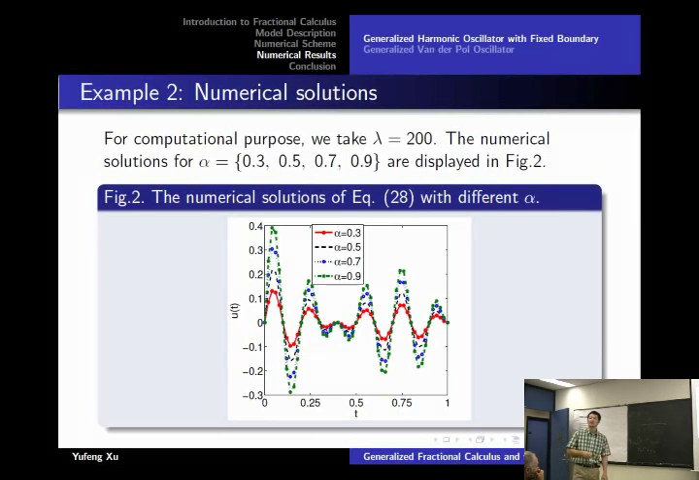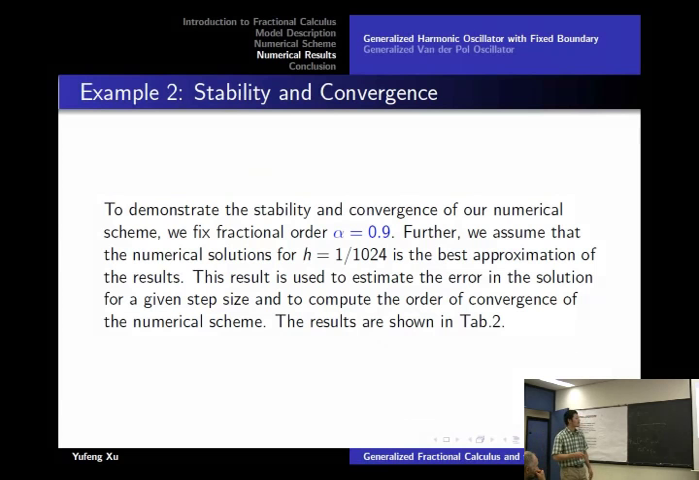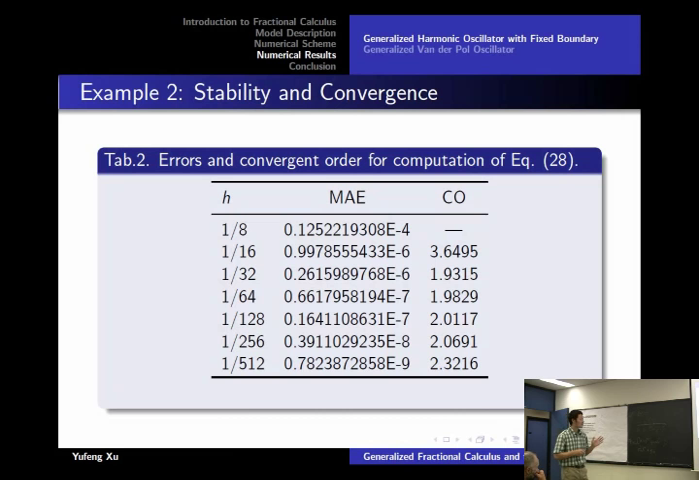Those kinds of things can never be seen in integer order systems, because an integer order system never has so many parameters with which we can analyze the new phenomena arising from the system itself. Also we take alpha equal to 0.9, and we take h equal to 1 over 1024 as the best approximation. For every step size, we make a comparison with the numerical solution obtained by this h. We still have a table over here. If I reduce the step size by half and take h equal to 1 over 1024 as the kind of analytical solution, I compare this solution with all the other solutions. Then I can still get a kind of second order convergence.